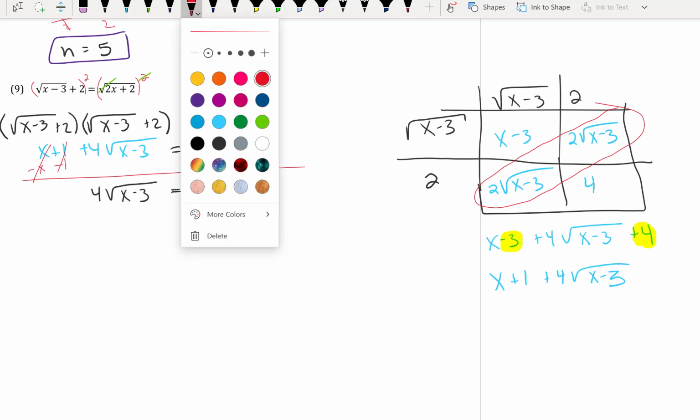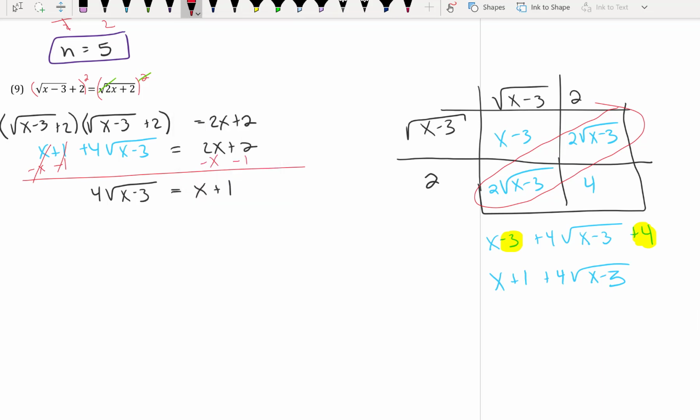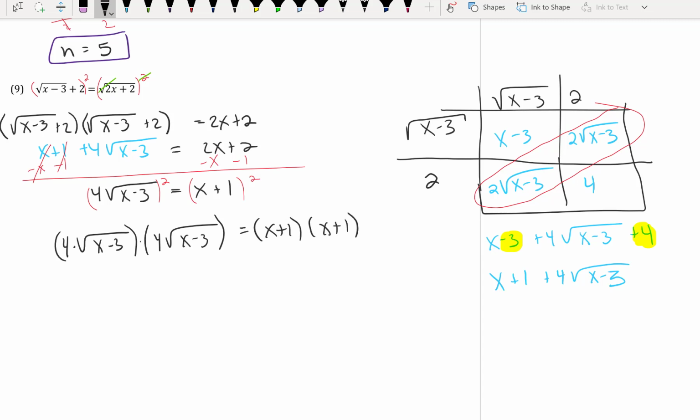So now from here, I'm going to square both sides. So this is saying 4 times the square root of x minus 3 times 4 square root of x minus 3 is equal to my x plus 1 times my x plus 1. So here, I'm going to have 4 times 4, which is 16. And then the square root of x minus 3 times the square root of x minus 3 cancels out the square root since it's squared, so you have that x minus 3.